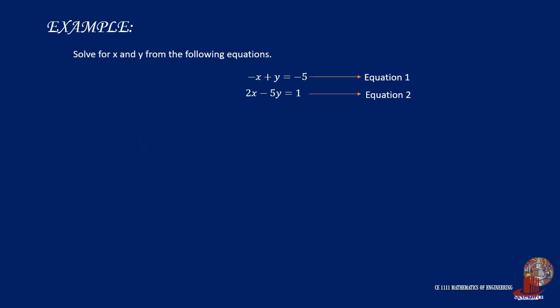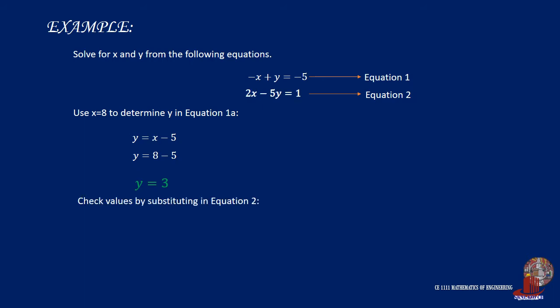After learning the value of x, we can now use the value to determine the other variable using equation 1a. That is, y is then equal to 8 less 5, which gives the value of y as 3. Check the values by plugging both in equation 2.